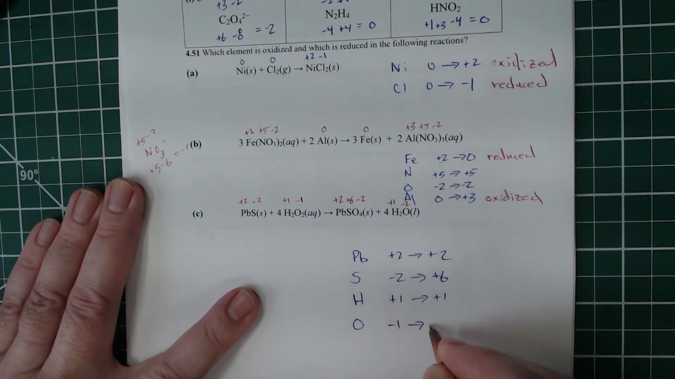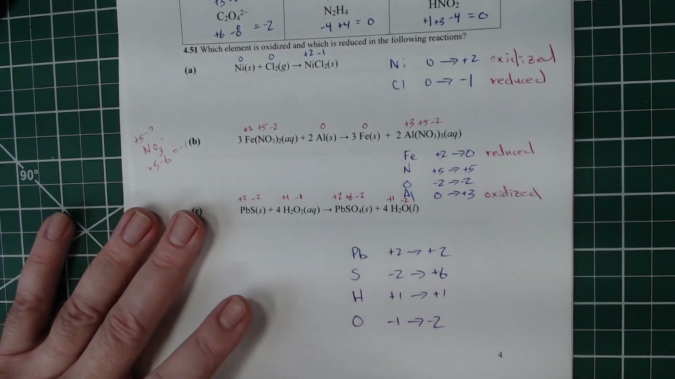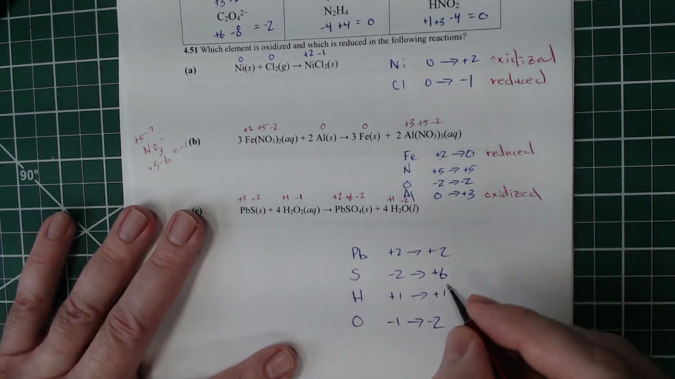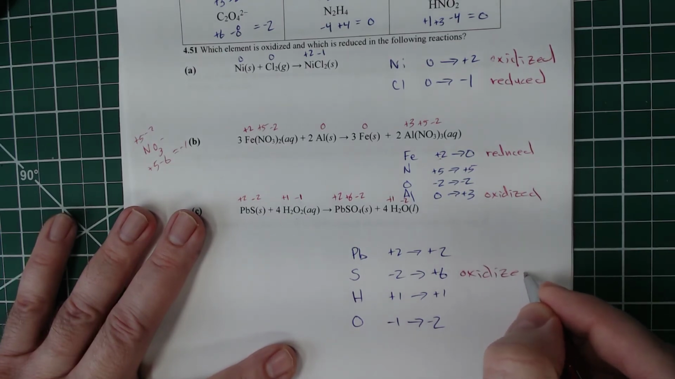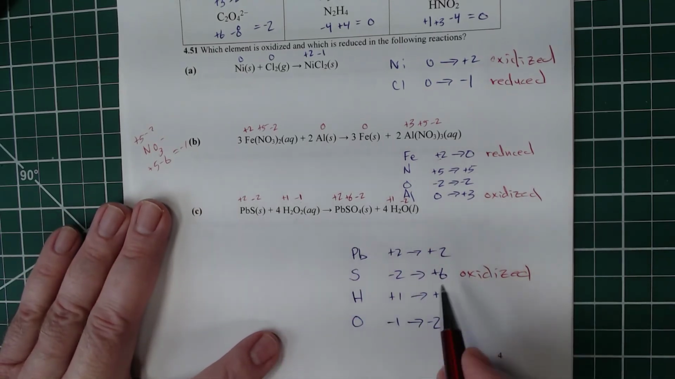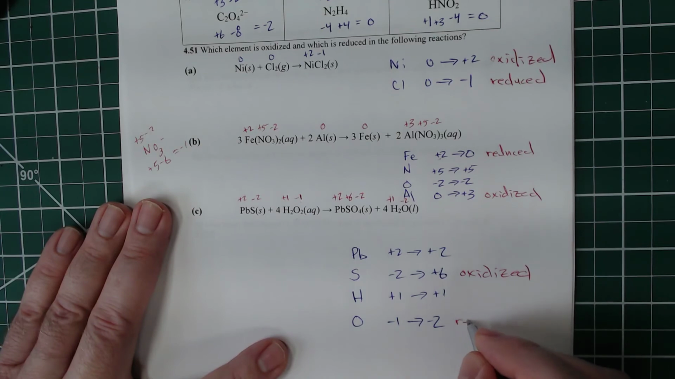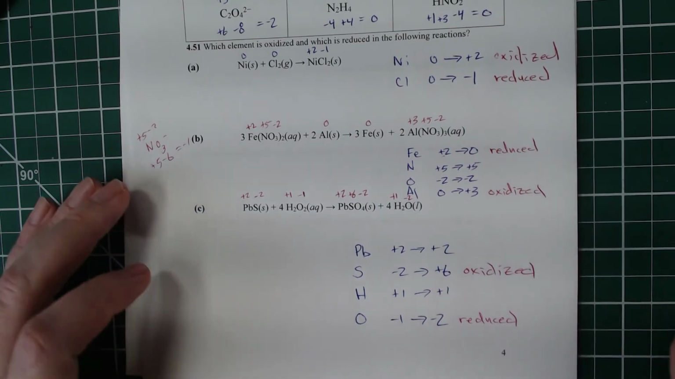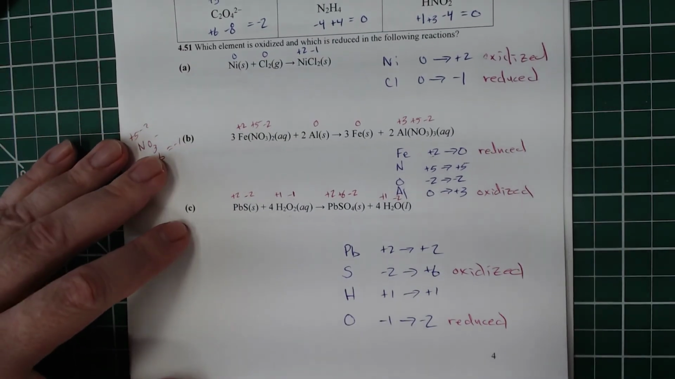So -1 to -2. So the thing that got more positive clearly was the sulfur. So sulfur was oxidized. All right. And the oxygen got more negative and went from -1 to -2. So oxygen got reduced. All right, so that is that set of problems.